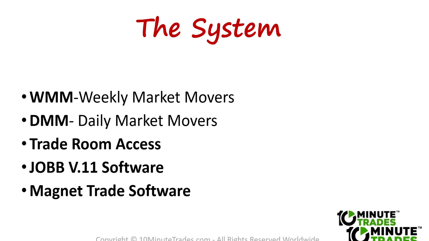And one of our major strategies is the magnet trade software. That makes up our system. Within our JOBB version 11 software, we have reversal trades, breakout trades, range trades, trades you can set up based on time, based on numbers of bars. You can trade discretionary. You could trade the way that we trade. You could trade events. You could trade your own style of trading.